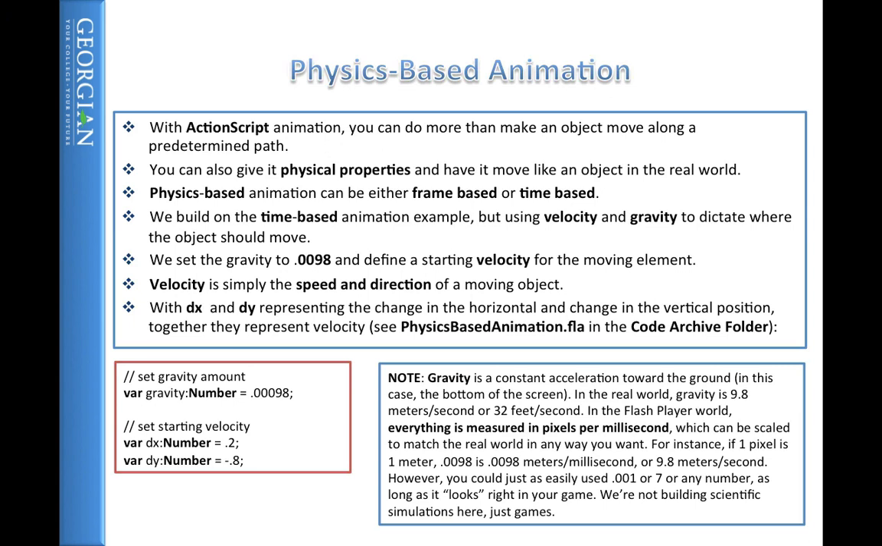You also need your change in y and change in x coordinates. What we want to do is say the starting velocity for your x is 0.2, so you're going across the stage at 0.2 pixels. And then you're going to accelerate due to gravity at 0.0098 pixels per frame.